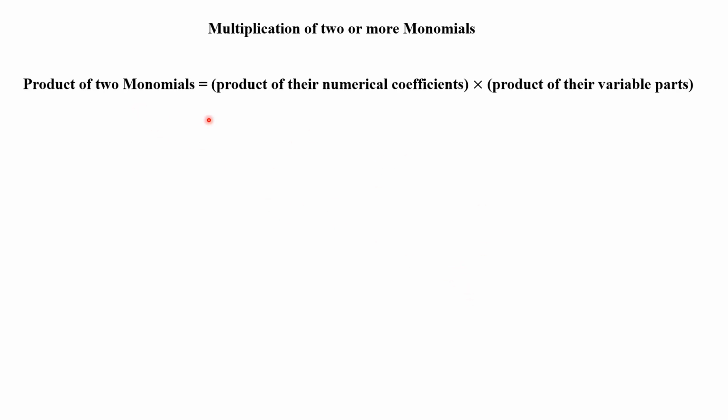So first we will see how to multiply two monomials or more than two. So we will do one by one. First I will tell you the rule how to multiply two monomials, and then we will see how to multiply three monomials. So to multiply two monomials, the rule is you have to find the product of their numerical coefficient first and then multiply with the product of their variable part. So I've given one example over here. You have to find the product of 6xy and minus 3x square y cube.